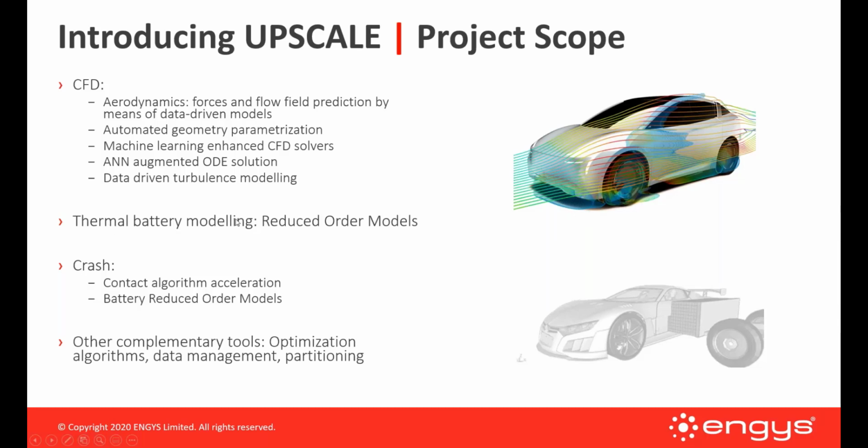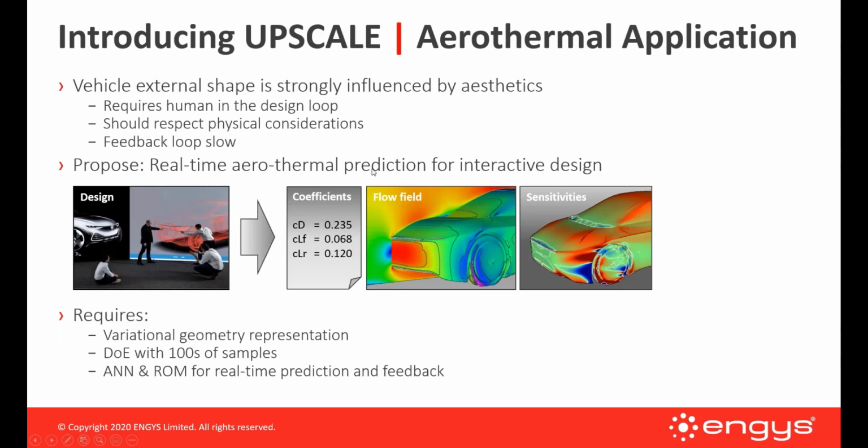The battery pack and battery cooling in the context of the Aero-Thermal is more of a constraint, i.e. we have to have enough cooling flow through the radiator in order to cool the battery pack. So there are some reduced order models attached to that to close that feedback loop.